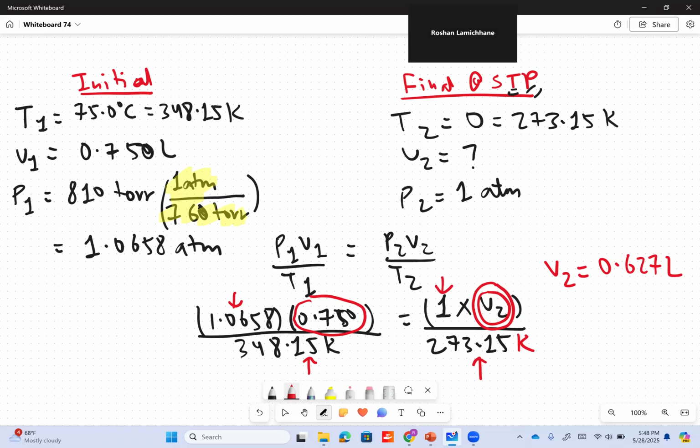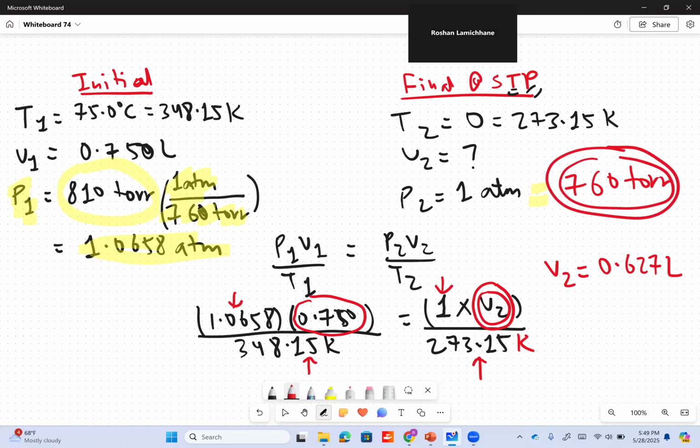Now, a couple of thoughts for you all. Remember, here I did not have to convert my P1 to atm. If I just put in this 810 torr and then 1 atm equals 760 torr, as long as I'm consistent with both of those, I would have ended up with the same answer. So I could have used 810 torr and 760 torr. Or you may say, no, I'm just going to convert this torr to atm because my STP value is 1 atm. It's up to you. But using 810 torr and 760 torr will get you the answer.